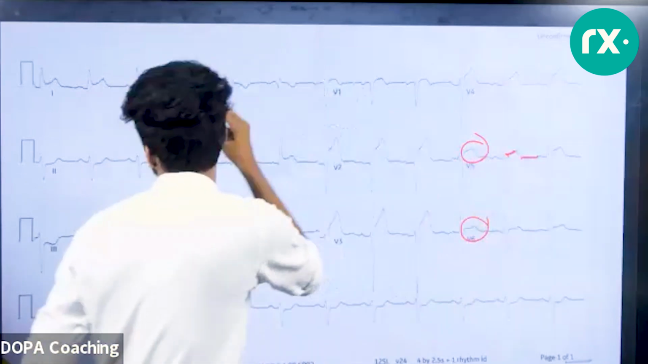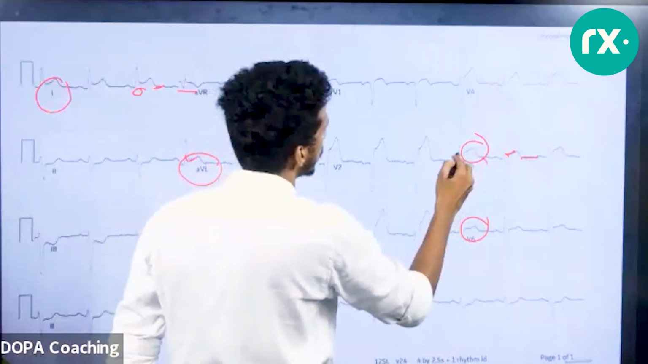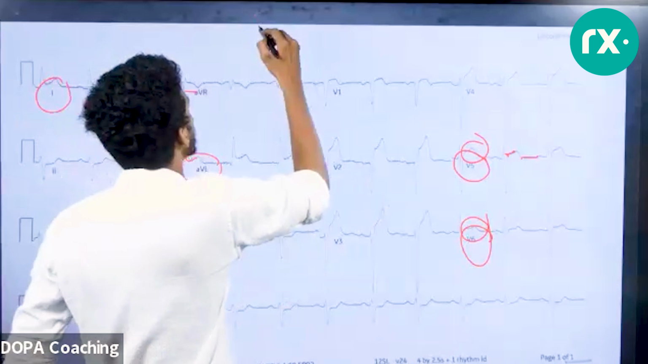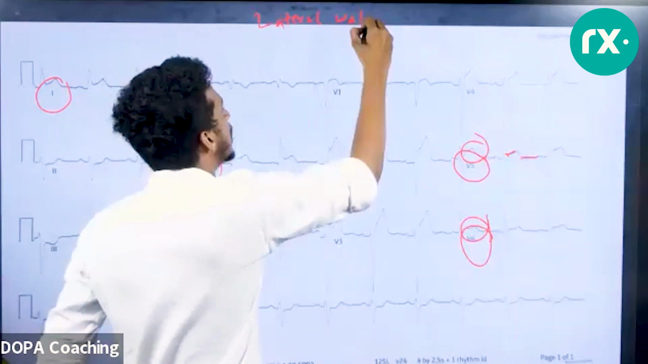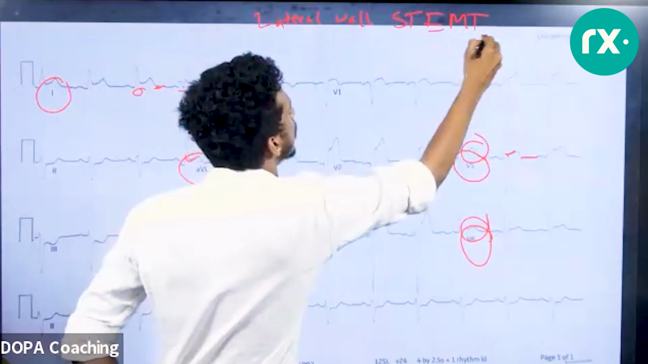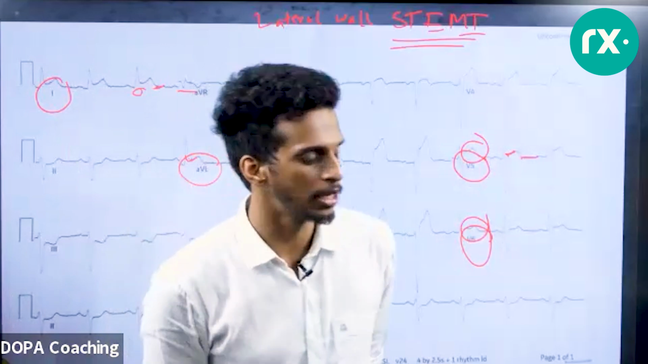So I have ST elevation in lead 1, in lead AVL, in lead V5, and in lead V6, which means this is a lateral wall STEMI. Whenever you see a STEMI, that is a very, very big emergency. If you are not in a cardiology center or a tertiary care hospital, you need to refer.